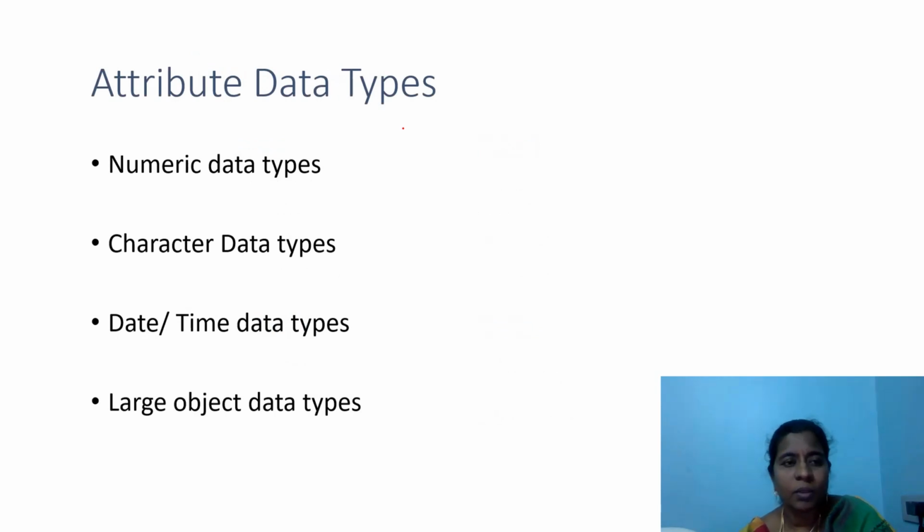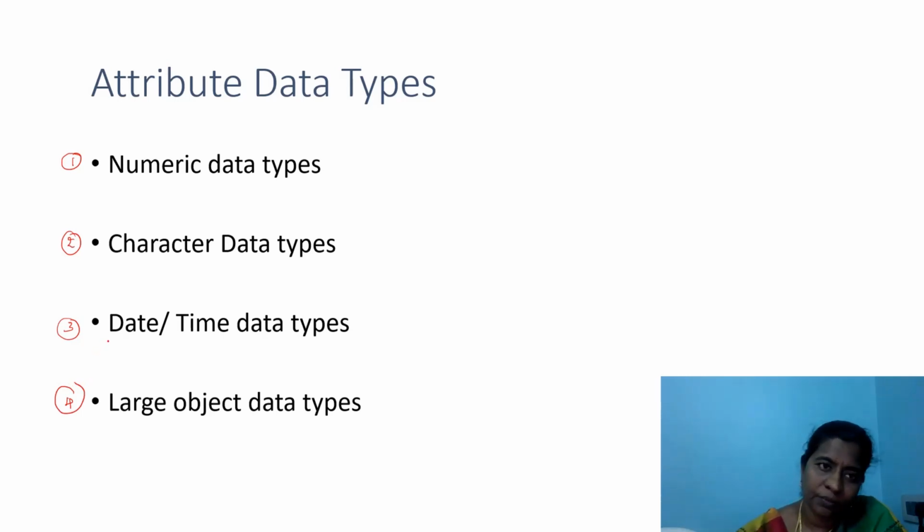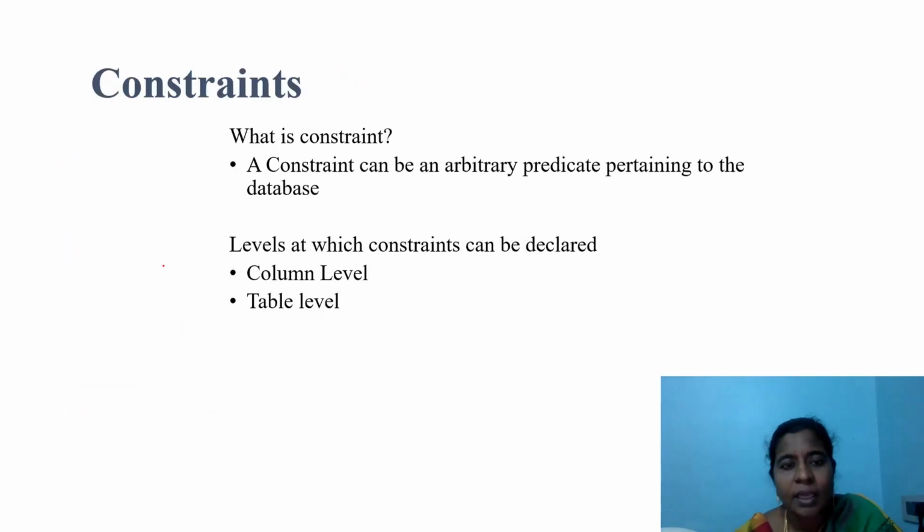And also you should know about the different data types. There are different data types available: numeric data, character data, date or time data types, as well as large object data types. These are some of the data types that can be used with DDL or with your SQL. Today we'll see how to create a table. After creating the table, if you want to alter it or make some changes, how to do that. Those things we are going to discuss.